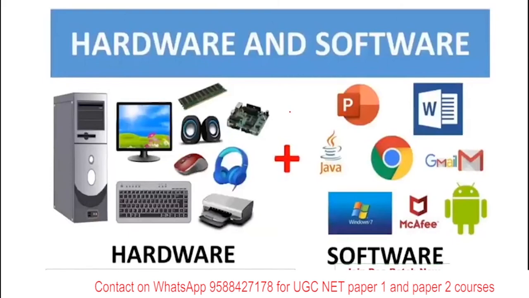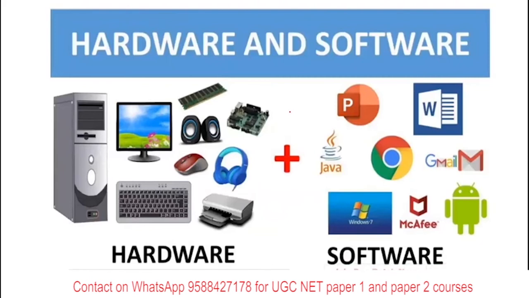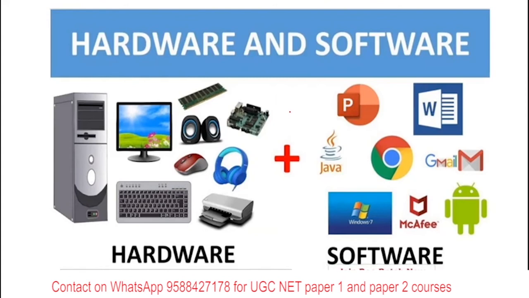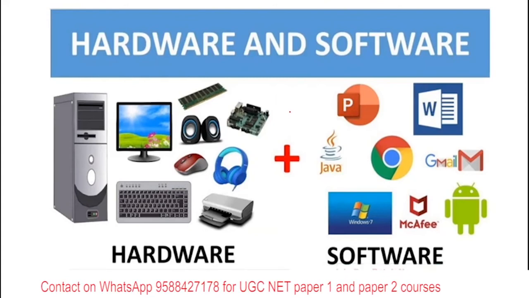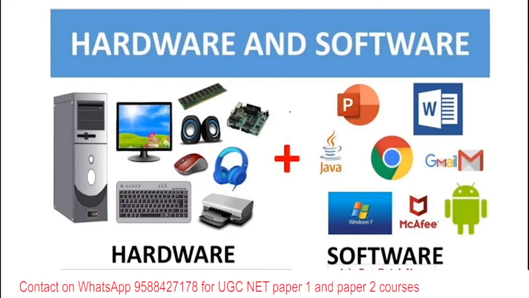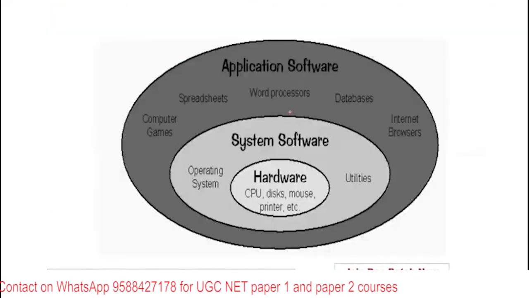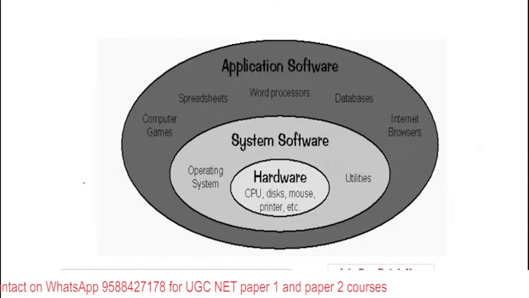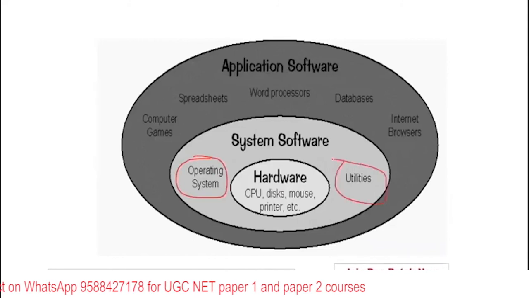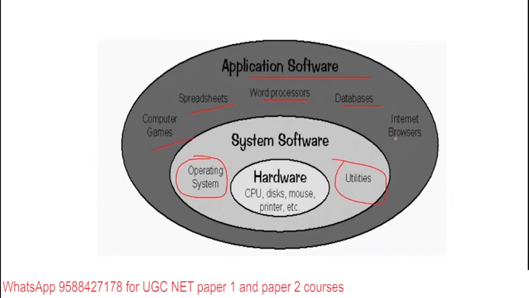Then there's a question on hardware and software also. Hardware, as we have seen, is CPU, monitor, keyboard, mouse, printer. Software is in the form of documents, a PPT, Google Chrome, Gmail, Word document, PowerPoint presentation, Windows. These are all software. Hardware is in different forms, CPU, mouse, printer. System software is the operating system or utilities, and application software is in the form of games, spreadsheet, that is Excel, Word, database, and internet browsers.